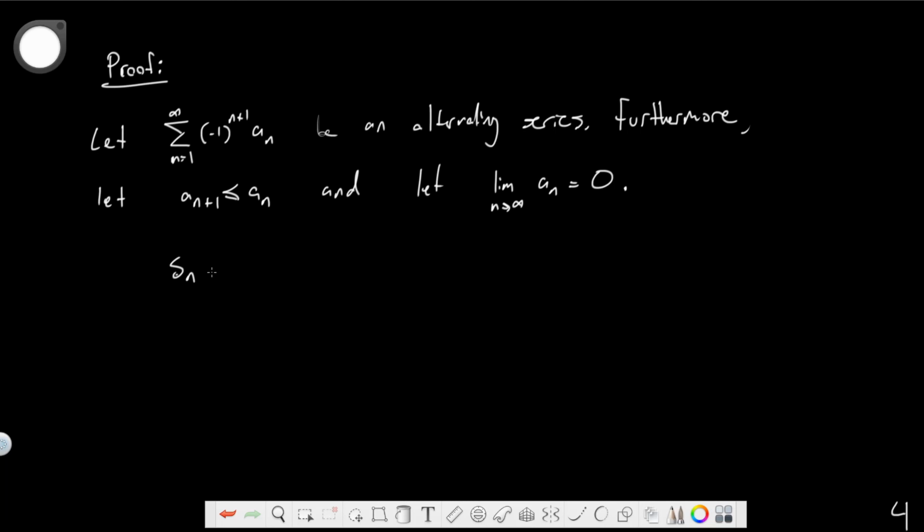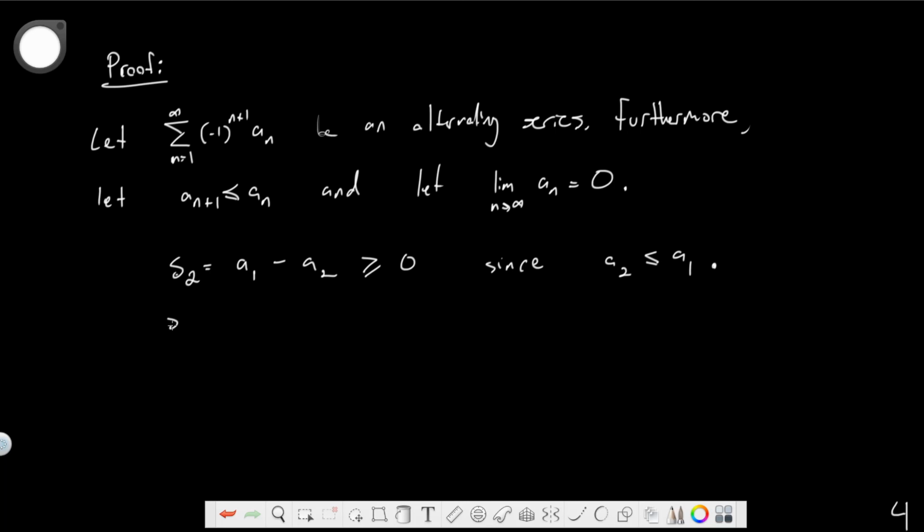S sub 2 is equal to, by definition, a sub 1 minus a sub 2. Or more specifically, it's a sub 1 plus negative 1 to the, if this is 2, then it's 3, a sub 2. But then it's subtraction. Just want to make that clear. We also know that this is greater than or equal to 0, since a sub 2 is less than or equal to a sub 1. That was given to us. Before I proceed, I went back and I said 2, but I wrote an n. So let's go ahead and write 2 there.